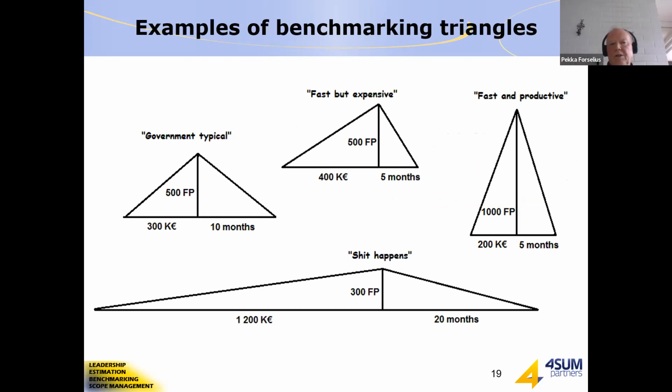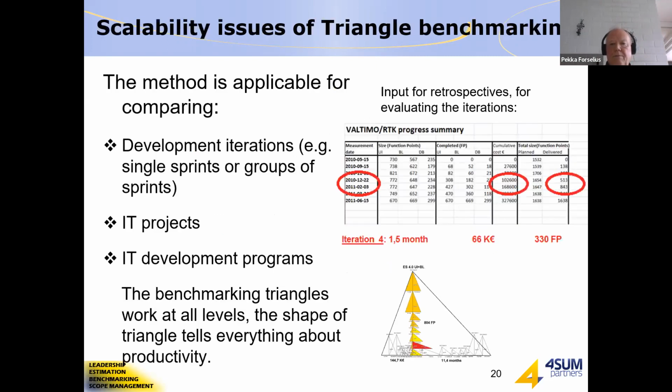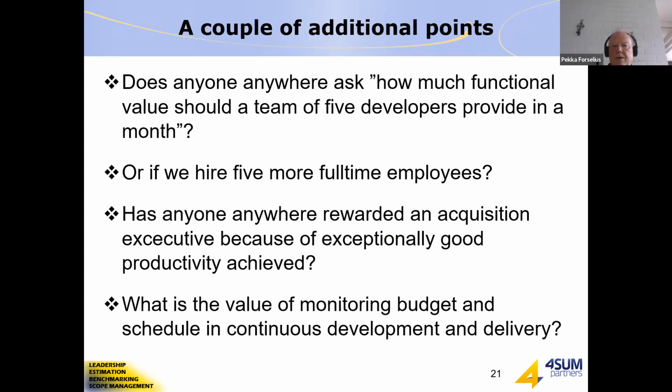And we can see here what is government typical: you get 500 function points in 10 months with 300,000 euros. You can get the same 500 function points in only 5 months, but pay more. Sometimes you get twice as much functionality or value, but pay only half of that, and it only takes 5 months. And then there are these "shit happens" pancakes that don't look very good, but those happen very often. And you can do that as often as you want. It's also fully scalable because we are using the same parameters in this drawing. So the shape tells everything, but we can also use how big the triangle is.